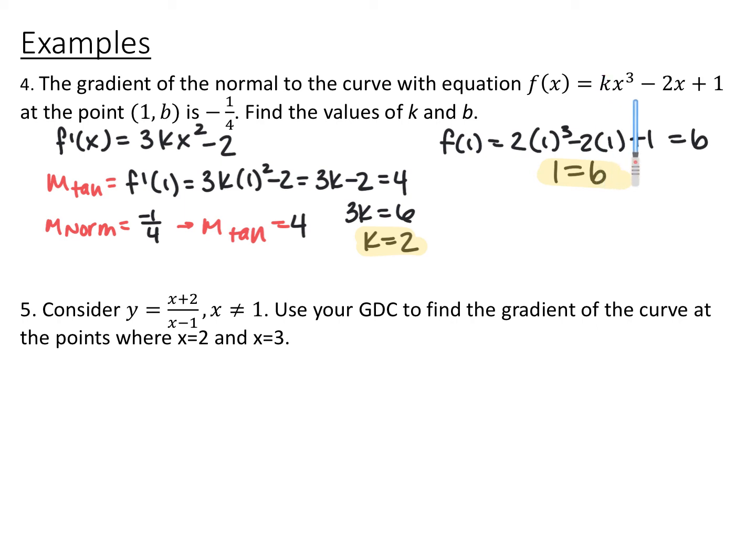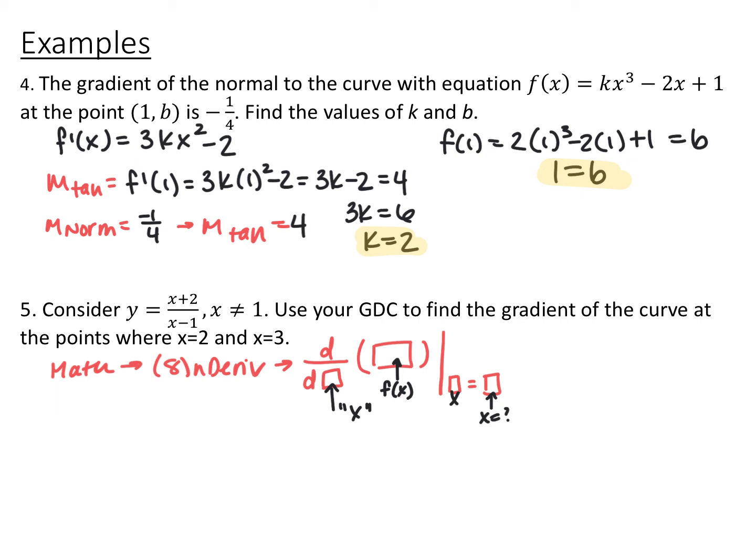So now I know k is 2, and I want to find the y-coordinate at x equals 1. So I just plugged in x equals 1, 2 times 1 cubed minus 2 times 1 plus 1, and that has to equal b because that's the y-coordinate, and so b ends up being 1.